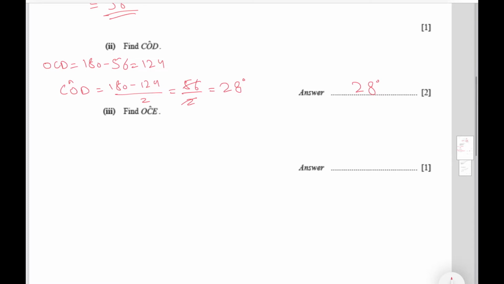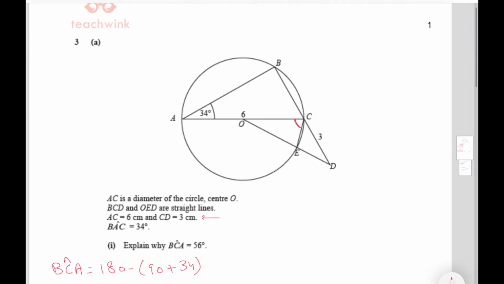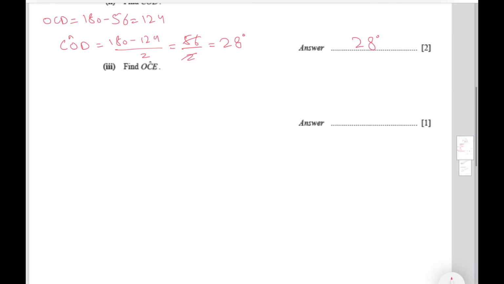The last part says find angle OCE. Let me remove all of this first. So now we know a bunch of angles. The last angle that we're being asked for is OCE, this angle over here. We found out that this is 28 degrees. If this is 28 degrees, and since this line is 3, this line is 3, this also makes OCE an isosceles triangle. So we subtract 28 from 180 and we divide whatever we get into two parts, and we'll get angle OCE.